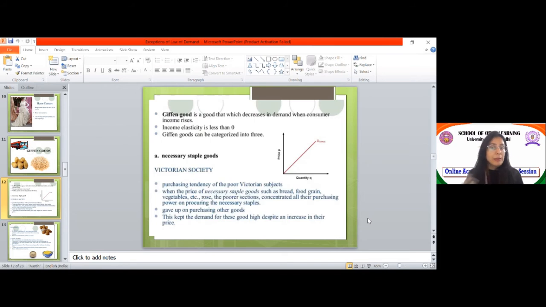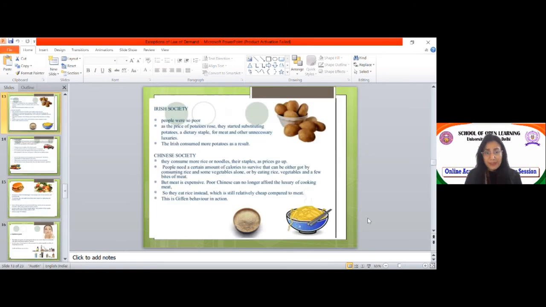The tendency suddenly was that maybe the prices may increase, and even if prices were rising, we were still purchasing those particular things. And here I'll give you other examples also. Now in Irish society, people were so poor that as the price of potato rose, they started substituting potato, a dietary staple, for meat and other unnecessary luxuries. So they started actually purchasing potatoes when the price of potato went up.